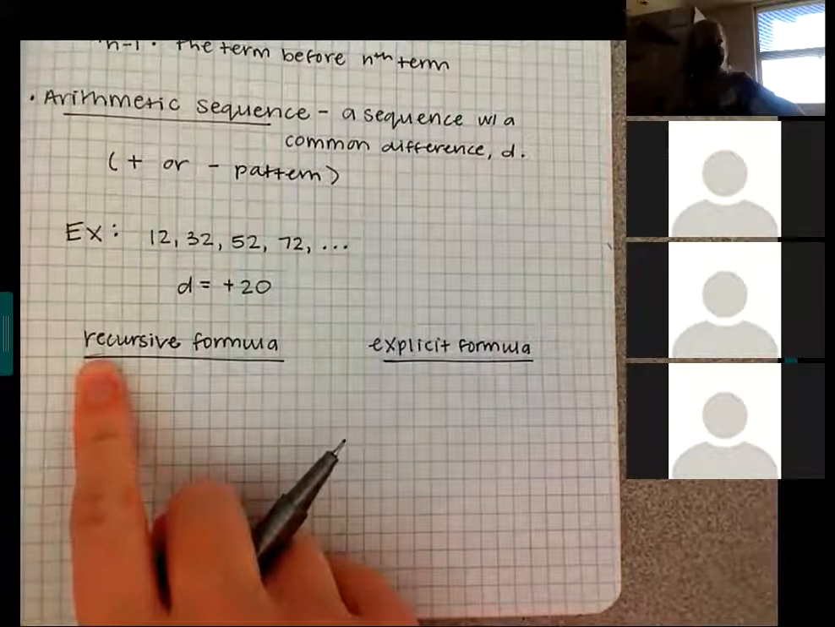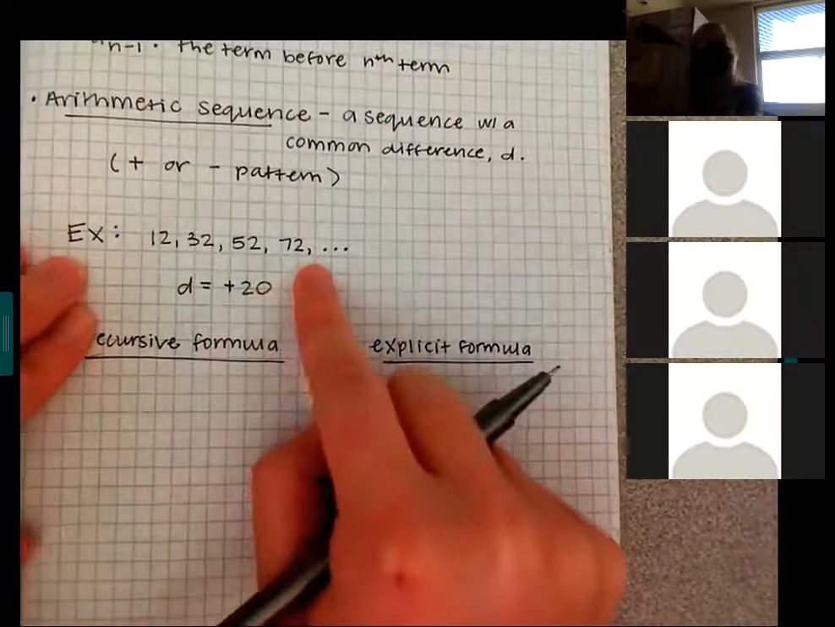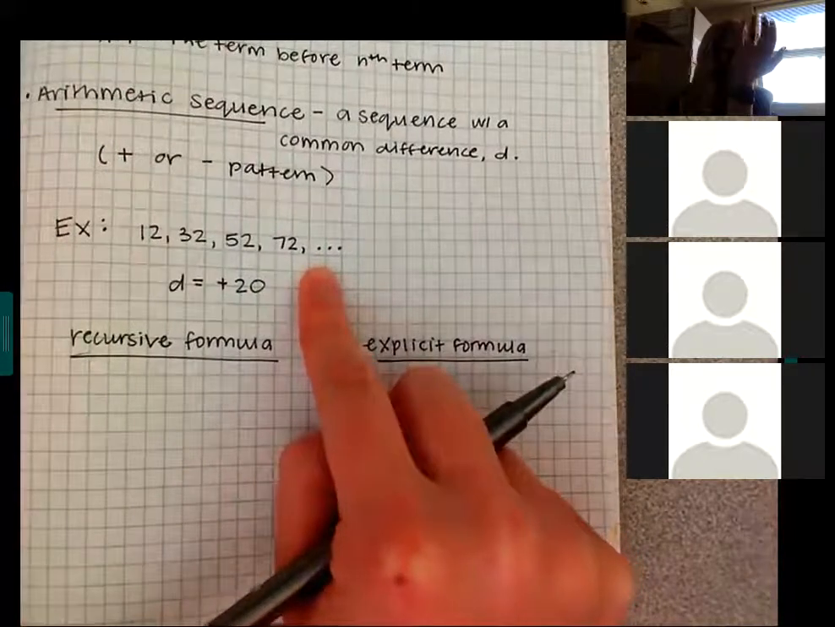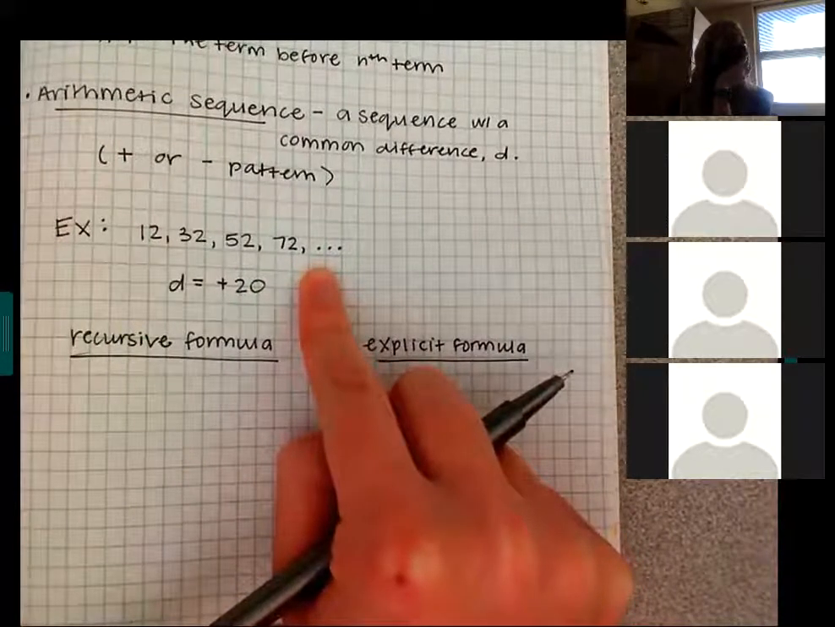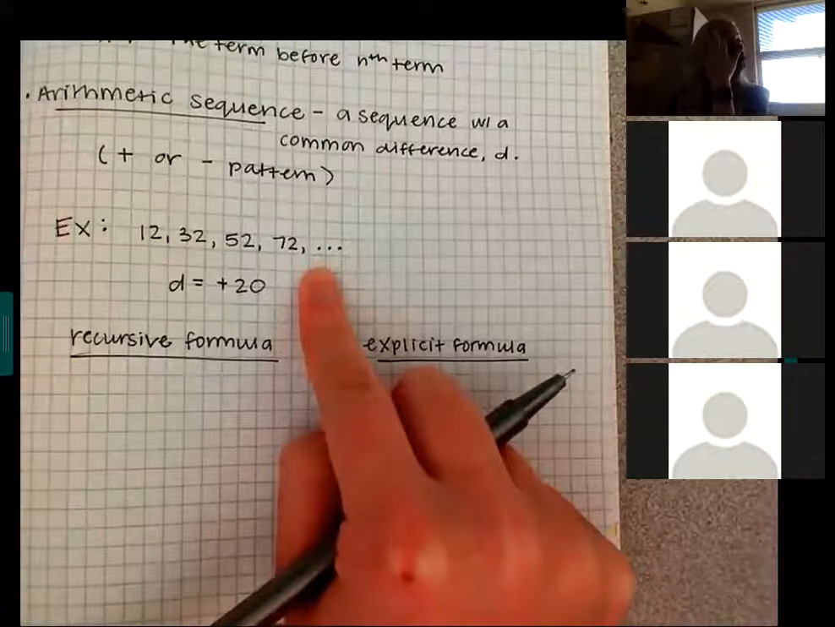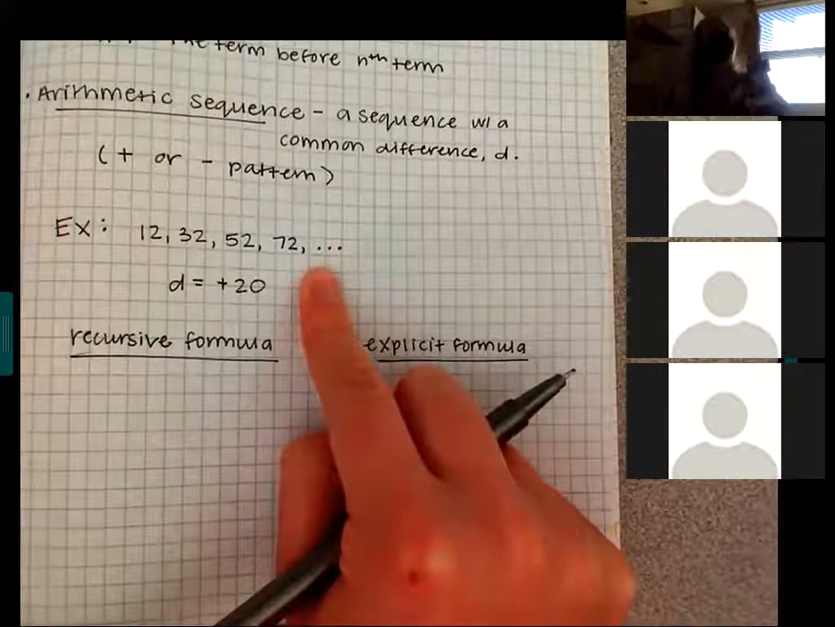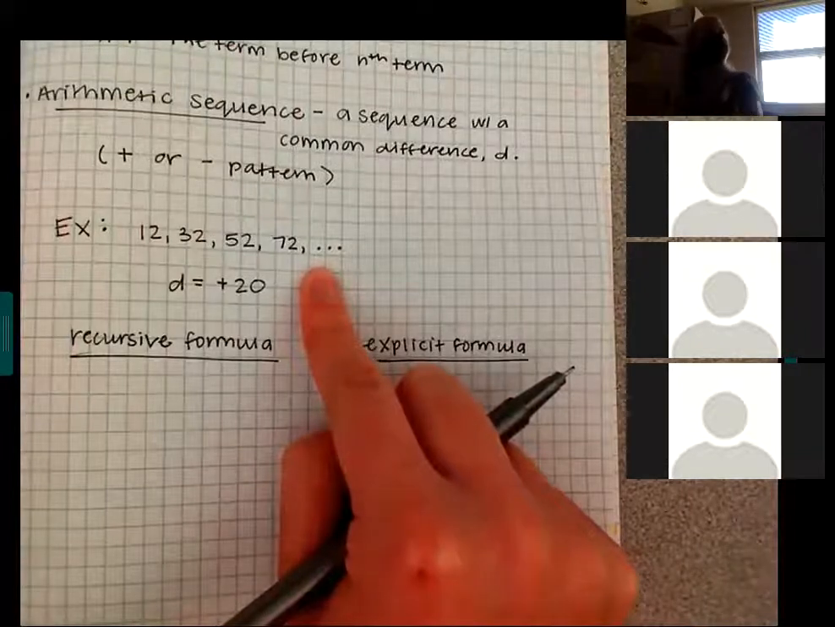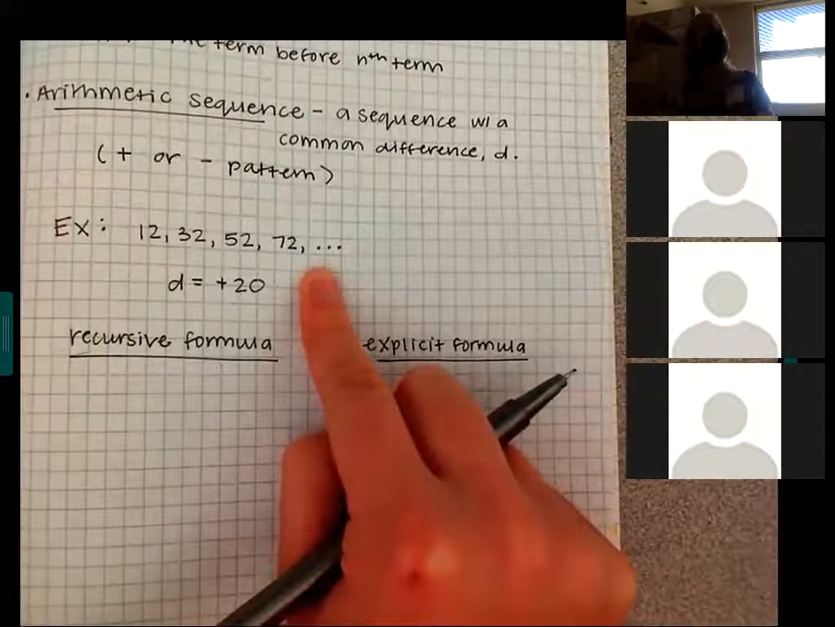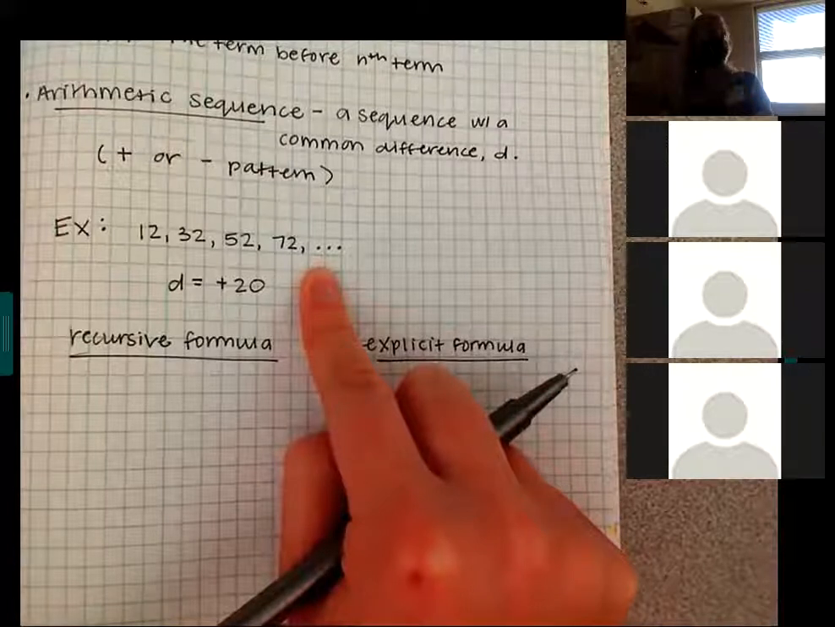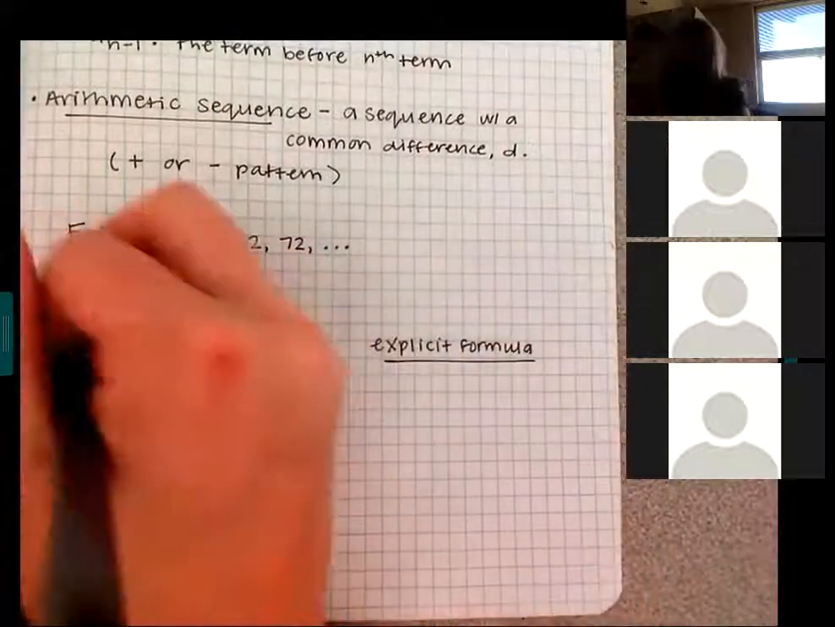Does that make sense? So if they asked you for the 5th term in the sequence, what would it be? 92. And you guys found that by looking at what came before it, right? AKA recursive. Even if I asked you to find the 7th term, you'd probably just add 20, add 20, add 20, right? That's recursive. What if I said find the 102nd term? I would really pray you would not add 20 that many times. Does everybody agree?